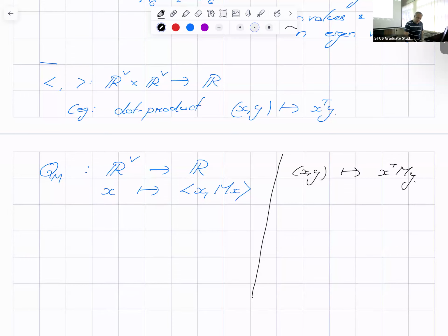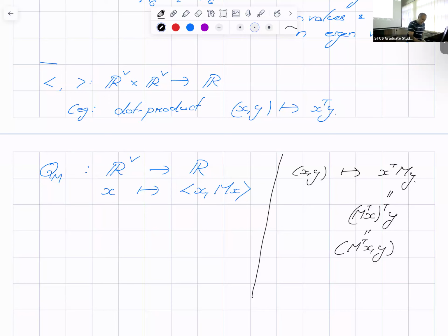Now this can also be viewed, this can also be written as (M transpose x) transpose y. So this is also the dot product of M transpose x and y. So it's also the same inner product. It's not just the inner product of x and My. It's also the dot product of M transpose x and y.